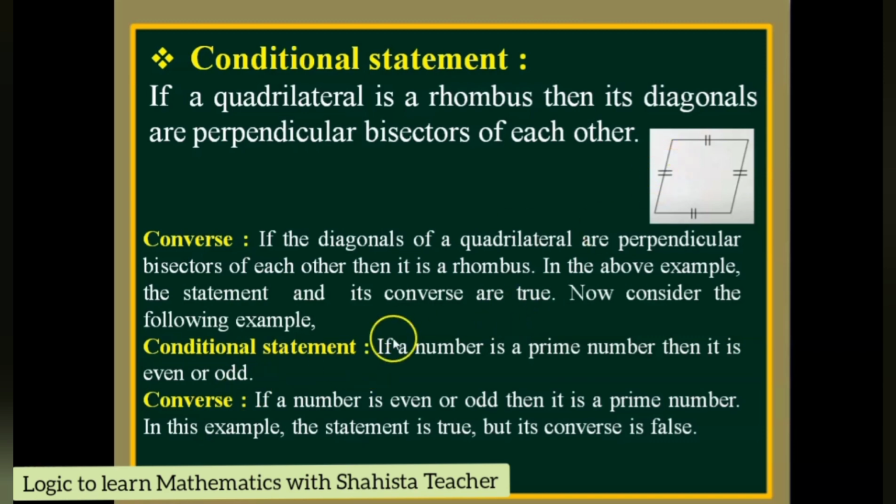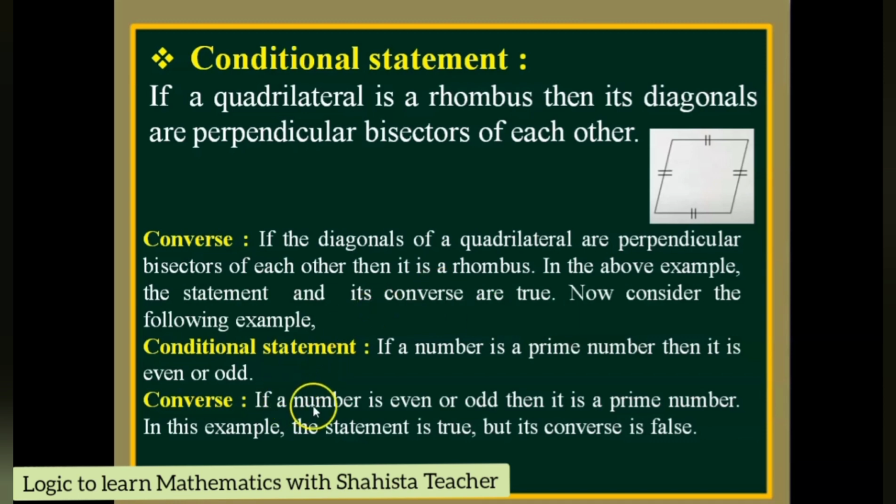This we have solved. Now here, if a number is a prime number, then is it an even number or an odd number? Prime number means a number which has only two factors. So it may be an even number or an odd number, but the chances are it is an odd number, not an even number. Prime numbers are basically odd numbers. Only the number 2 is an even prime number and the rest of the prime numbers are odd.